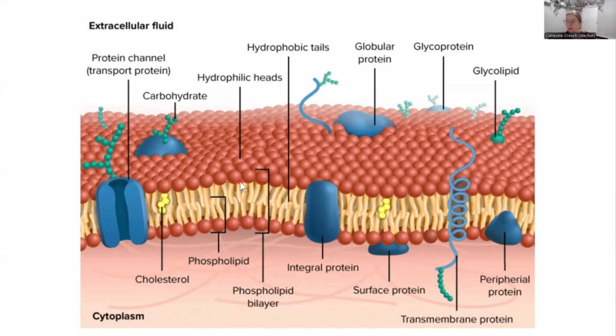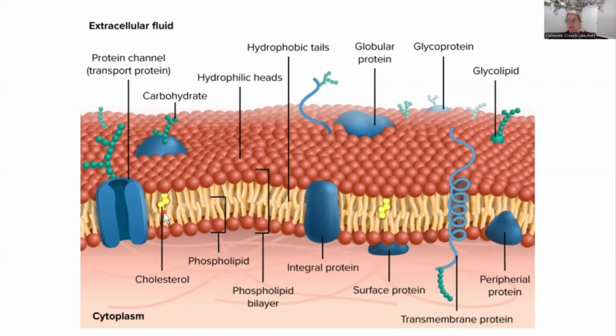Their hydrophobic tails, they do not like water. They are water hating, they are water fearing. These hydrophobic tails are the lipid part of the phospholipid, and that creates a barrier so that nothing can just pop through easily. Only a few types of molecules can go right through this lipid layer, and we'll talk about those molecules in a minute. So this makes a really good barrier here.